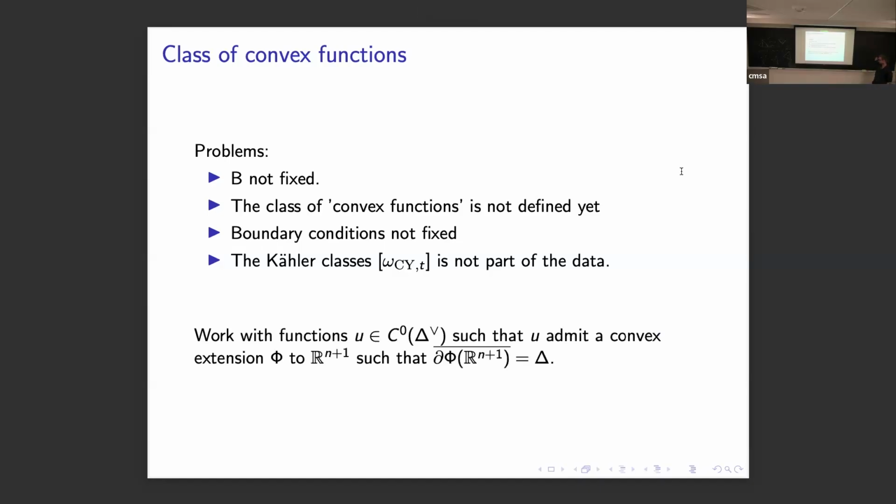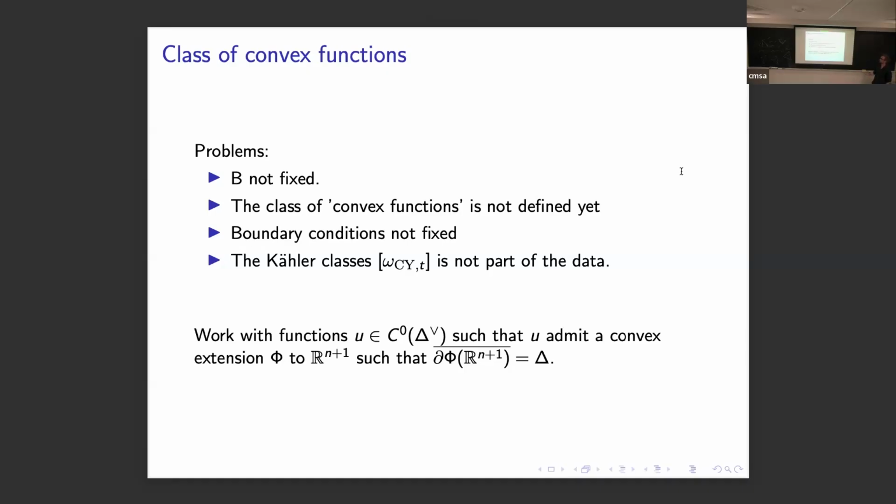So the functions that we'll consider are like this. It's functions on the boundary that admit convex extensions to the ambient Euclidean space with this sort of growth condition. So the subgradient maps Rm+1 to this primal polytope. So if you're from Kähler geometry, you see that this at least solves this last problem, because this is how you encode the Kähler class. So you can even vary the Kähler class if you want, then you will vary this polytope.